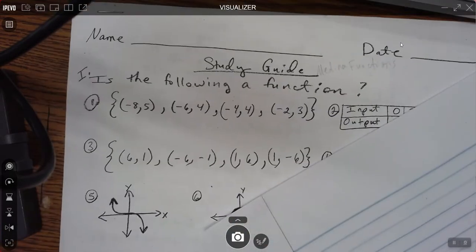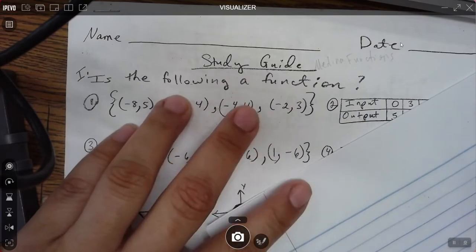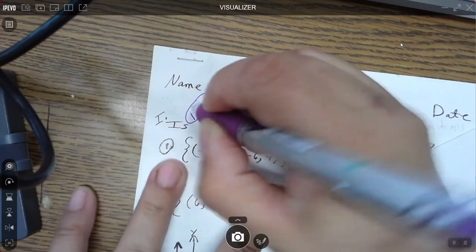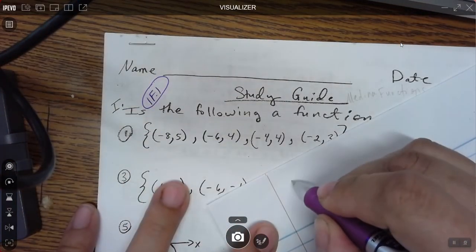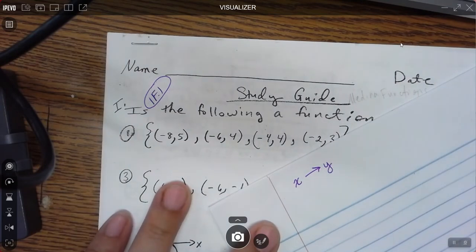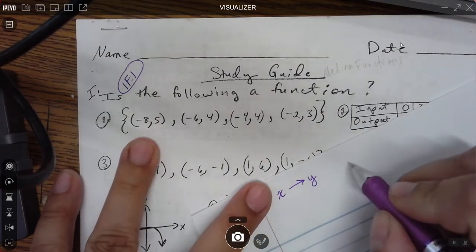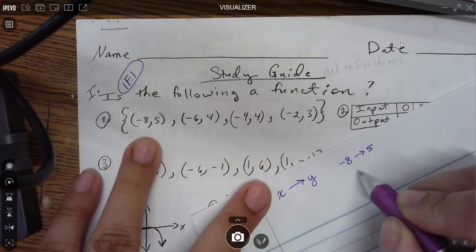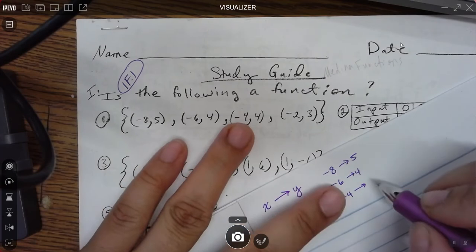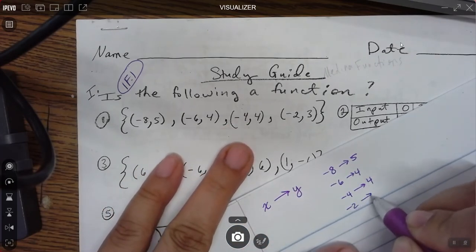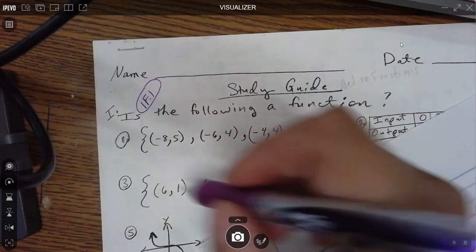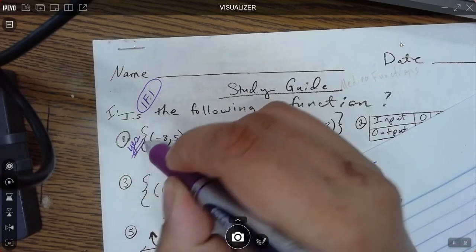Thank you. All right, so number one, I need you to be able to tell if you have a function. So this comes from standard IF1. So how do you know if you have a function? It is if every x is mapped to one and only one y, and that's it. Here we have that -8 is mapped to 5, -6 is mapped to 4, -4 is mapped to 4, and -2 is mapped to 3. So every single x is being mapped to a single y. There's no repetition. So is this a function? Yes, this one's a function.